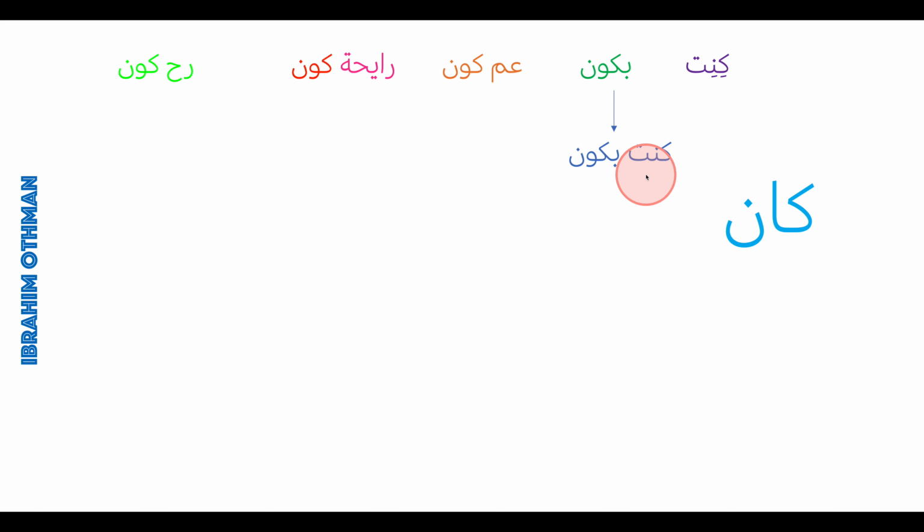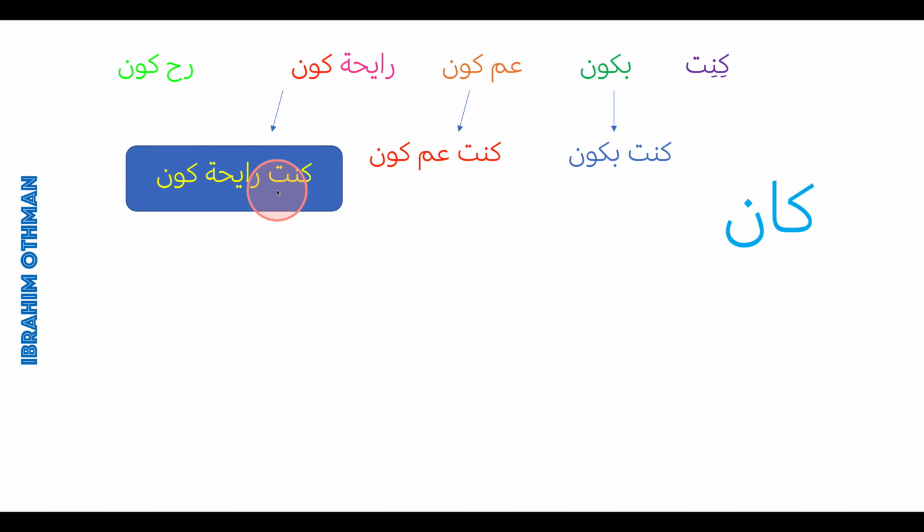كنت بكون, not really, not used. Just put it there for the purpose of putting it in the past tense. كنت عم كون, again, not used. I haven't heard anybody using it, so it's not used. كنت رايح أكون, yes, I was going to be. كنت رايح أكون هنيك, بس المشكلة الترين تأخر. I was going to be there, but the train got delayed.